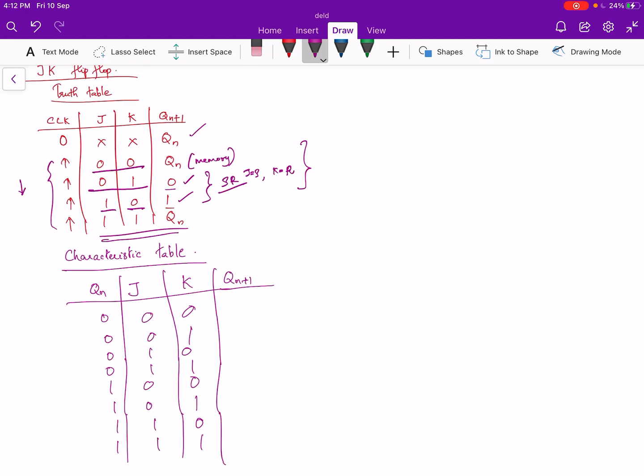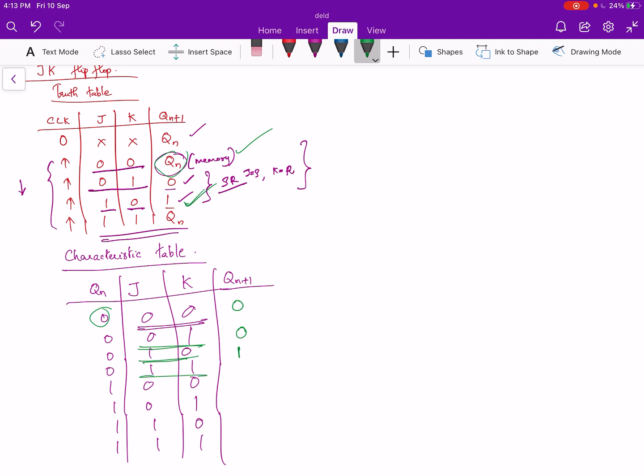Corresponding to 0 0, in all these cases we are assuming that there is a clock input given. So corresponding to J K equal to 0 0, the output Qn plus 1 will be equal to Qn. Here Qn is equal to 0, so the output will be 0 itself, from this condition of the truth table. And next is 0 1. Corresponding to 0 1, whatever be the value of Qn, Qn plus 1 will be equal to 0. And if it is 1 0, Qn plus 1 will be equal to 1. So that is this condition.